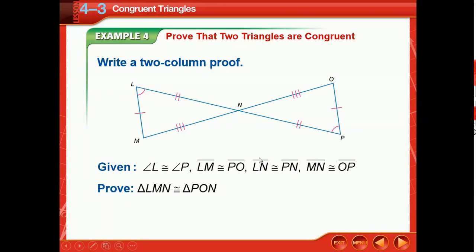LN and PN, those match. Those are congruent. So there's LN with 2 marks. So then, therefore, PN has to have 2 marks. MN has 3 marks. OP has 3 marks. Those are congruent to each other. So now somehow I need to know, I'm missing something. What am I missing? How many sides do I know are congruent? 1, 2, 3. I know 3 sides. That's all 3 sides. We're good to go with sides.